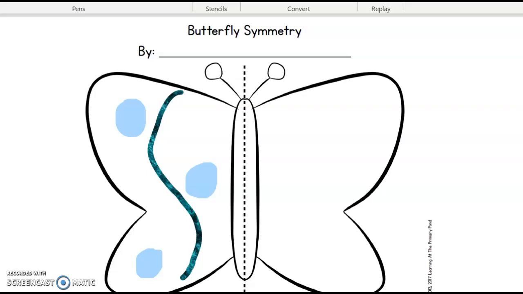Then I want you to try to copy this side the exact same, because symmetry means it's the exact same on both sides. So if you have 3 spots on that side, you have to have 3 spots on the other side, and it needs to be the exact same. Now this is kind of tricky. Try to do it the best you can. I'll give you a few minutes to do it, and if I go too fast, just go ahead and pause the video until you're done. Go ahead.